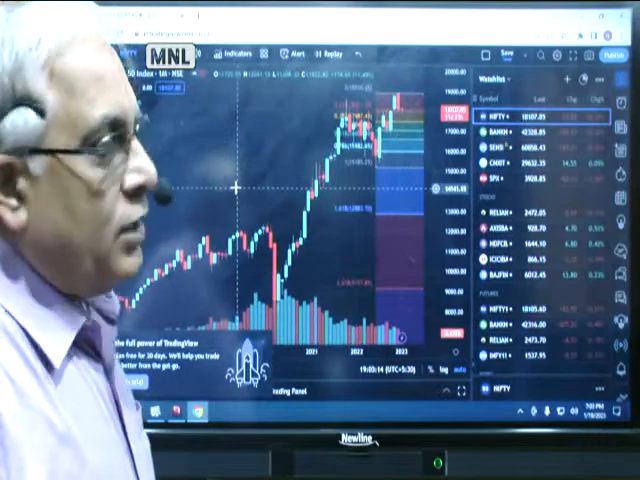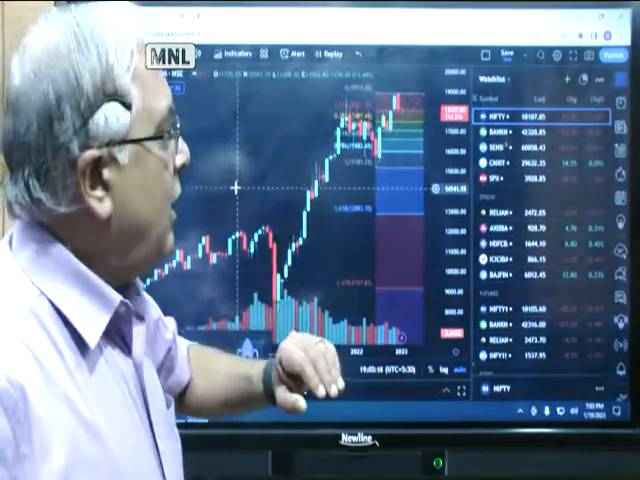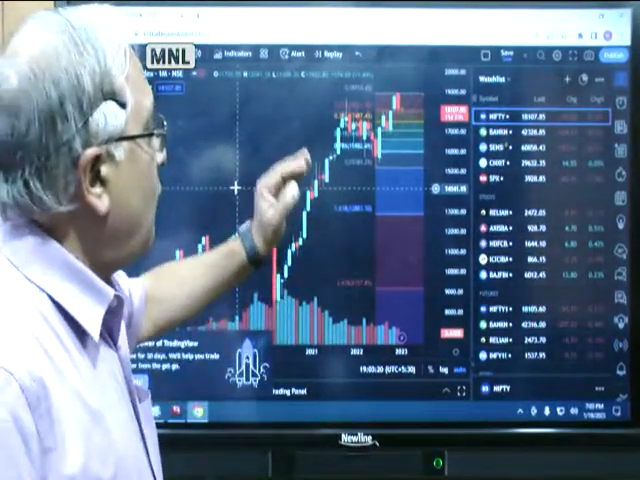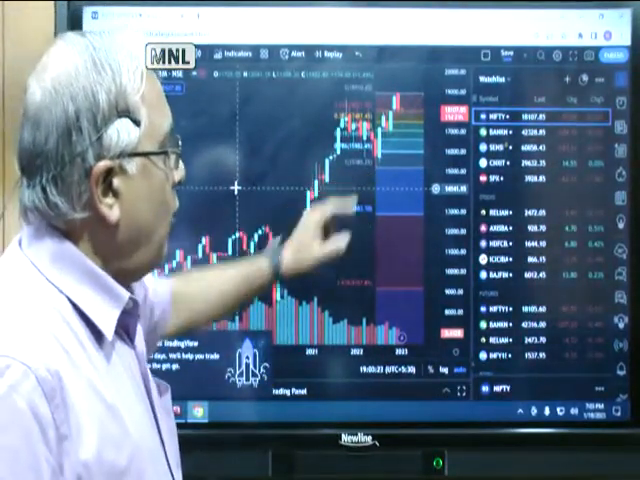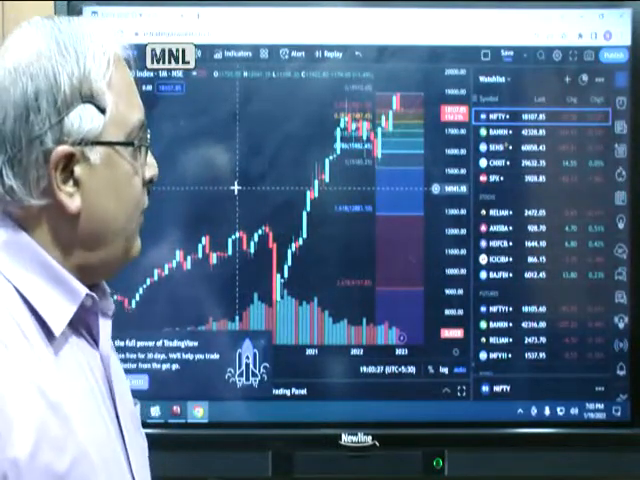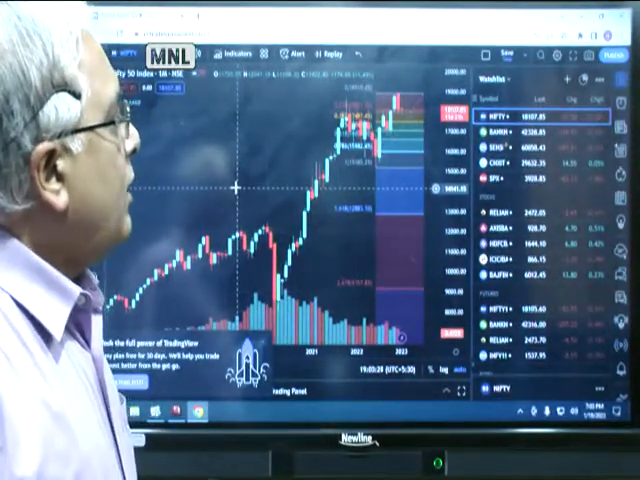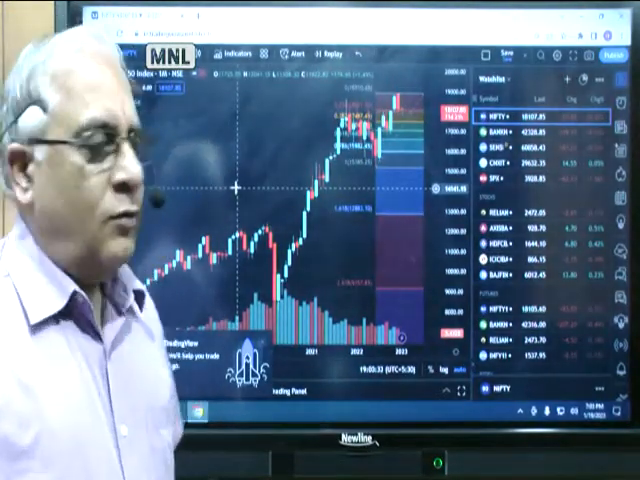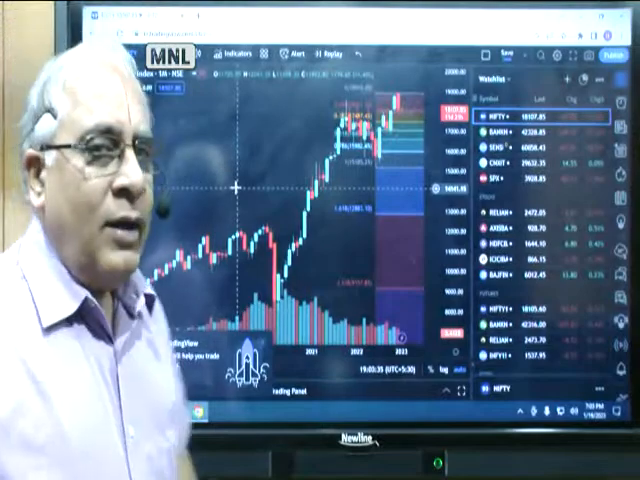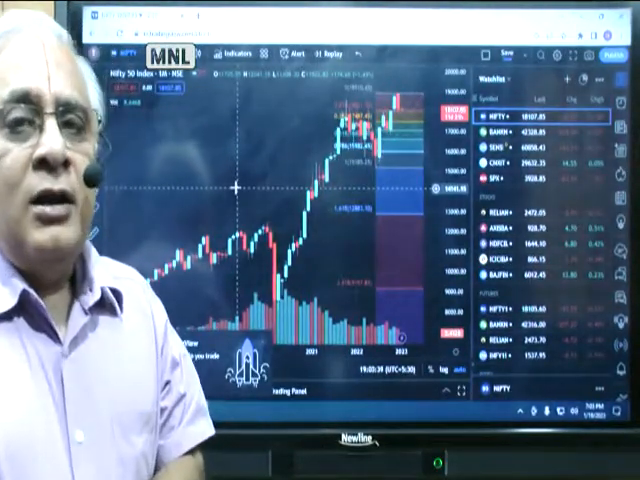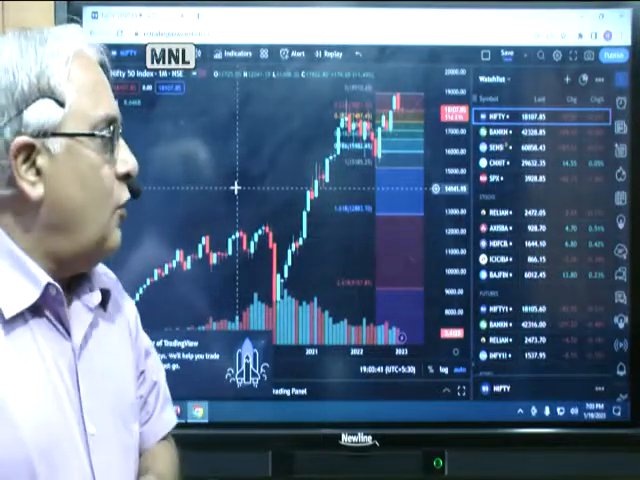There is 18,031. Why that is important, we'll come to that. 18,031 is the 23.6% Fibonacci from the low of last June till the present high. That has been breached, but we have not got to the 38.2% retracement, which is 17,480 to 17,500. That is why in earlier webinars we have been saying that if it comes close to 17,500, it makes good sense to go for some investment.